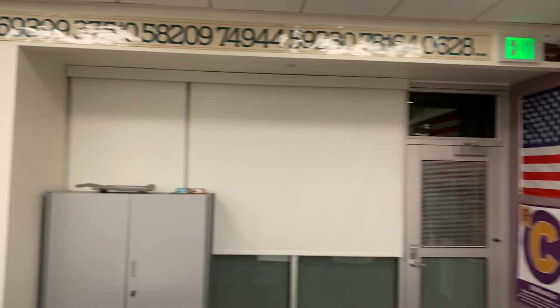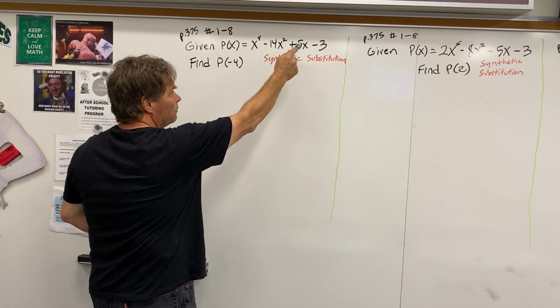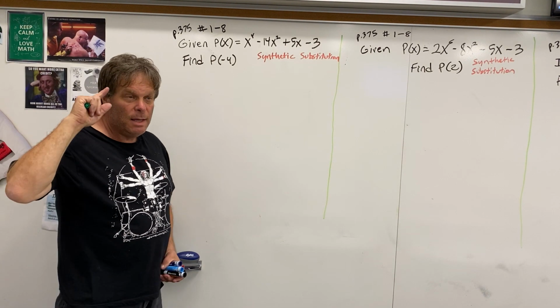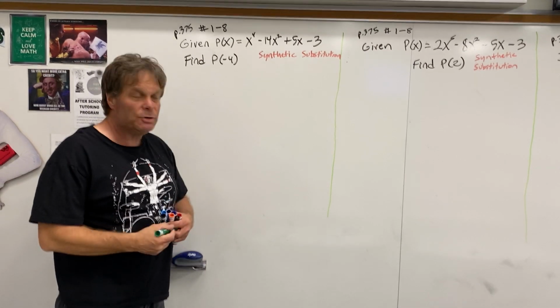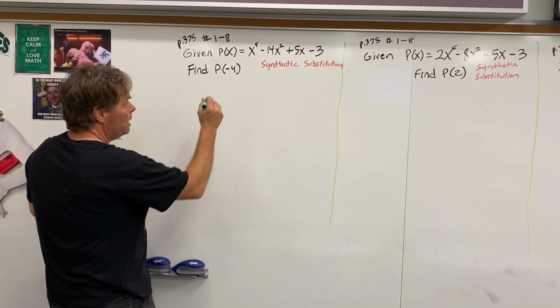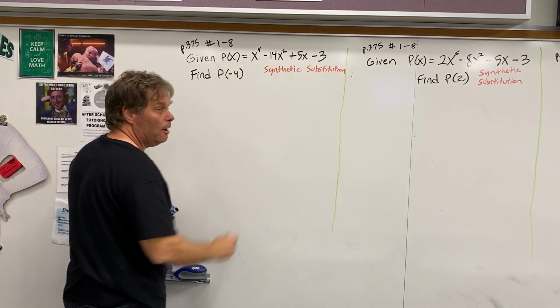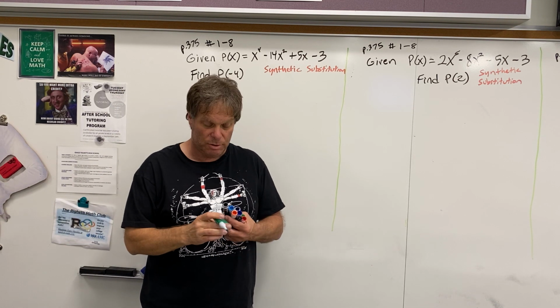Well, let's go over here. I've got the same problem written right here. P of x is x to the fourth minus 14x squared plus 5x minus 3. Okay, find p of -4. Now, if I ask you how to do that, you should already know how to do that. All you would have to do is take -4, plug it in for x, and crank it out. And if you do that, you should get the correct answer. That's how I would expect that you would do it right now.